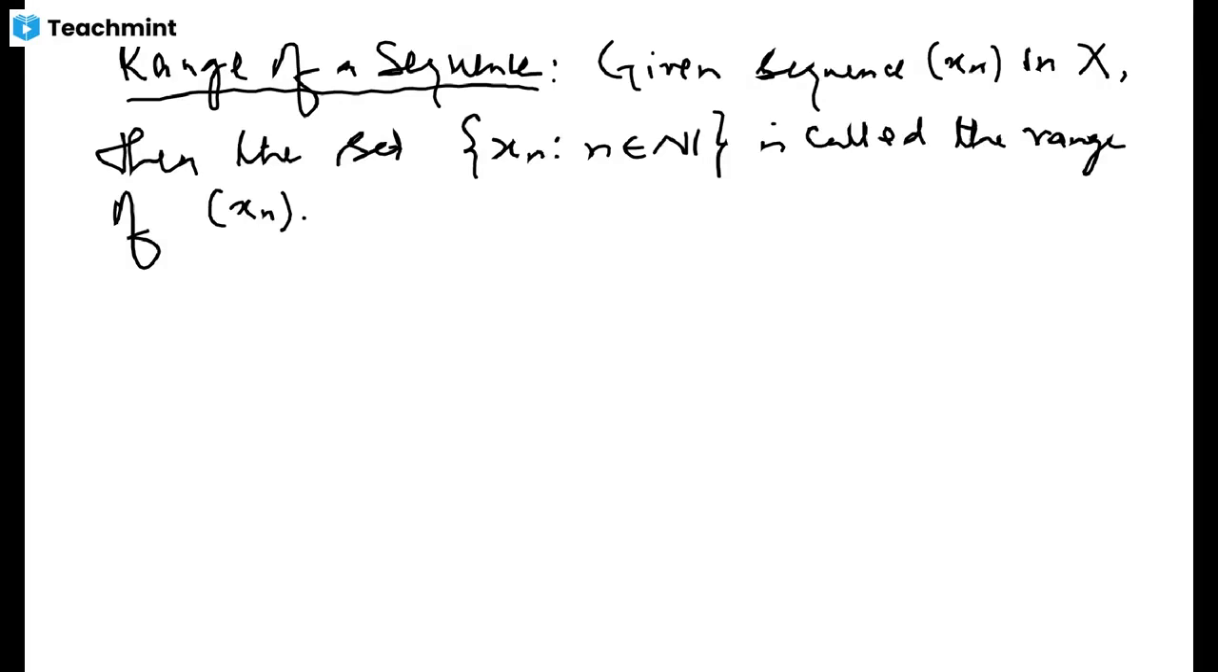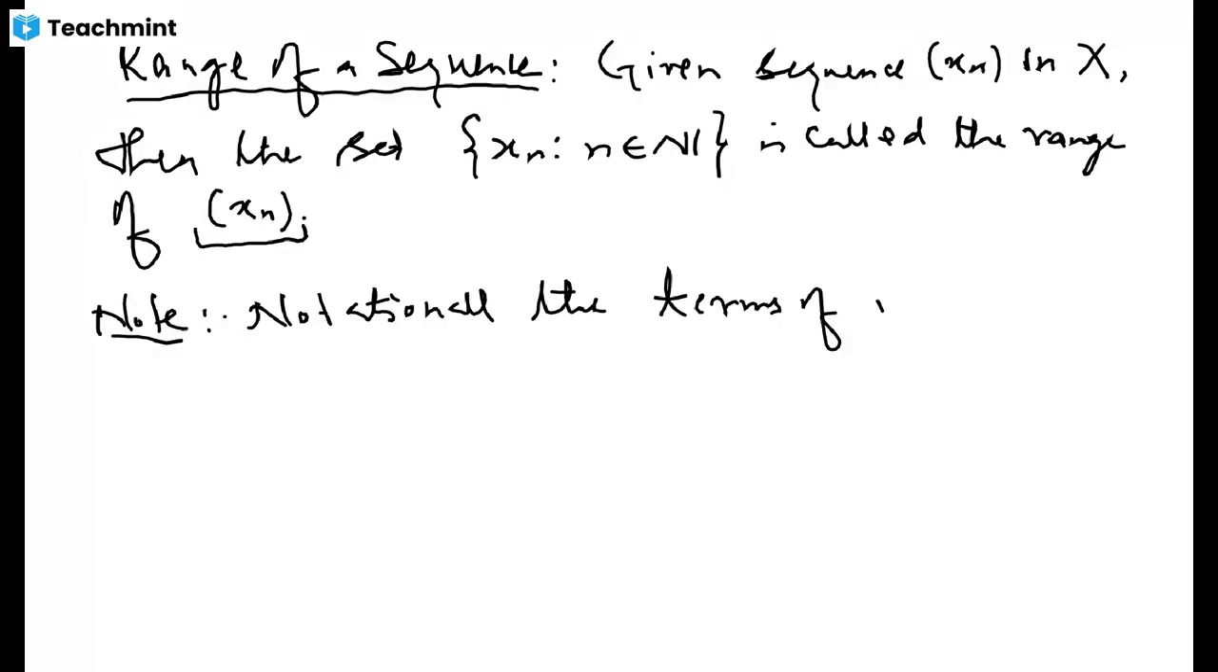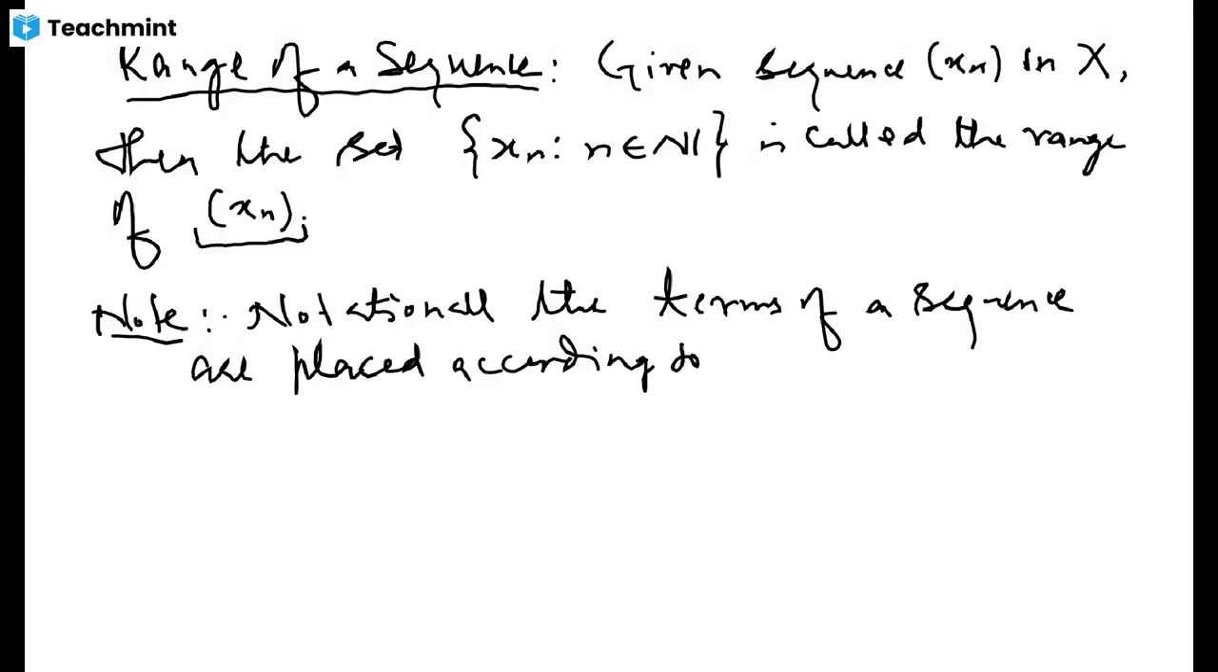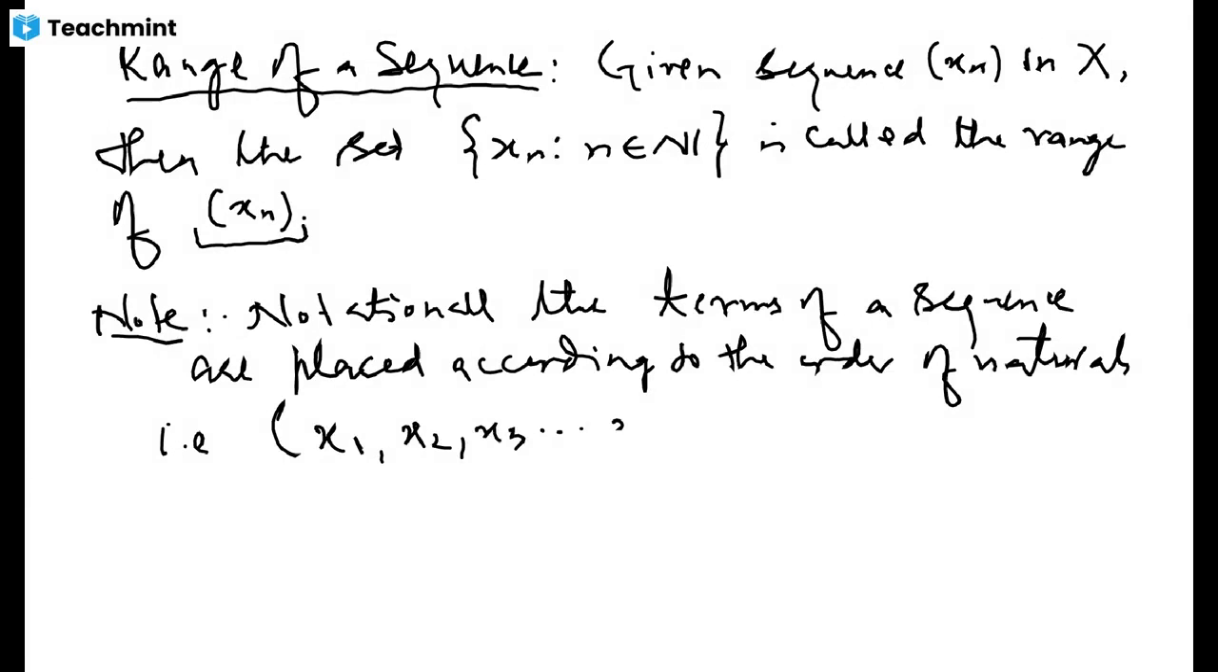So notationally, you need to be very clear what is the range and what is the sequence. Notationally, the terms of a sequence are ordered. You may note that the terms of a sequence are placed according to the order of natural numbers. What is the order of natural numbers? You just write one, then you follow with two, and similarly, if you have a sequence, you place the terms like this: x1, x2, x3, and so on, xn, and continue, which has infinitely many terms. A sequence always has infinitely many terms.